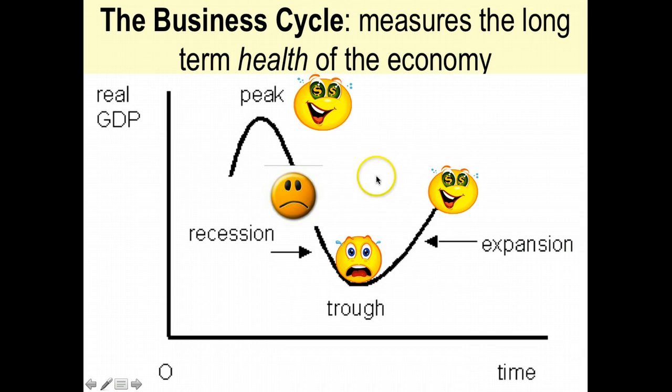Recession and expansion are the two main concepts you'll look at. When we get to the absolute bottom, a trough or a depression, you'll notice this guy's face. Oh my God, the economy's not doing well. And when we're at a peak economic performance, we have large amounts of people working, companies are making tons of money, and everybody is looking like this guy.